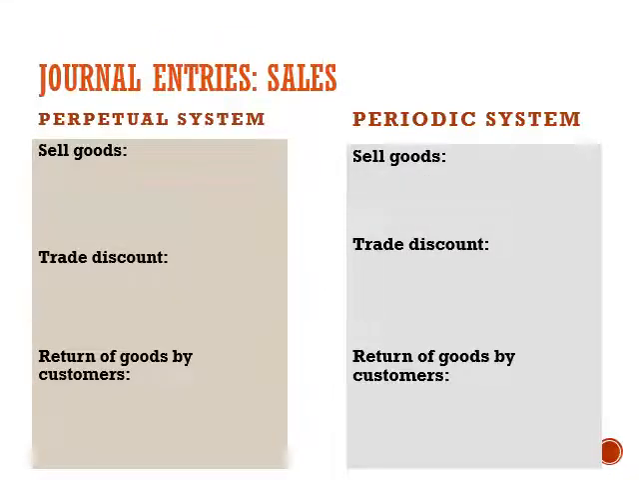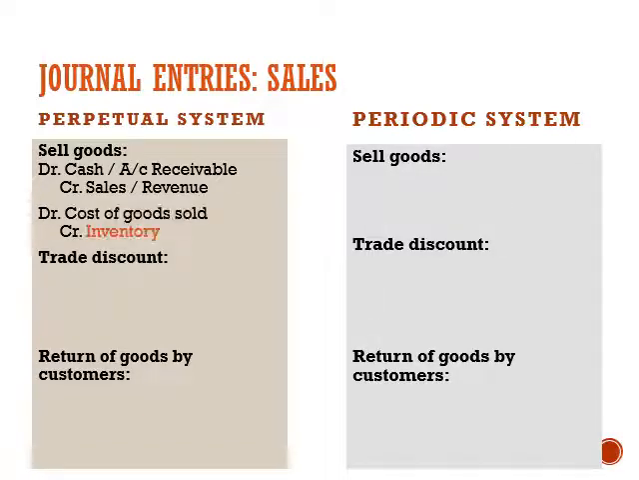Overall, the journal entries for perpetual accounting system and periodic accounting system will be as follows. Under perpetual system, when we sell goods, we record the asset that we received as revenue from the sales that we made, and at the same time, we recognize the expense for the goods sold by transferring from inventory account to cost of goods sold account.